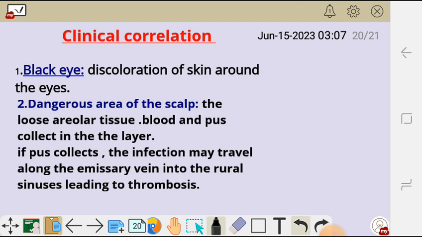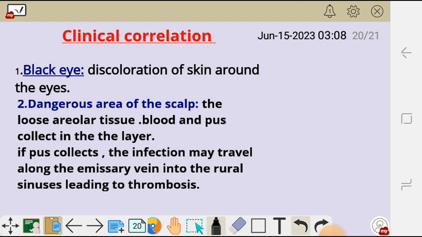Since we know that the areolar tissue is the one which allows the scalp proper to move freely, and we know that the loose areolar tissue is sponge-like, there will be accumulation of blood. Okay, and that blood can flow to the eyelids. We know that the occipitofrontalis muscle has no attachment to the bone of the scalp, so we are going to have accumulation of blood in the eyelids, which will lead to black eye. Okay, discoloration of the skin around the eyes.